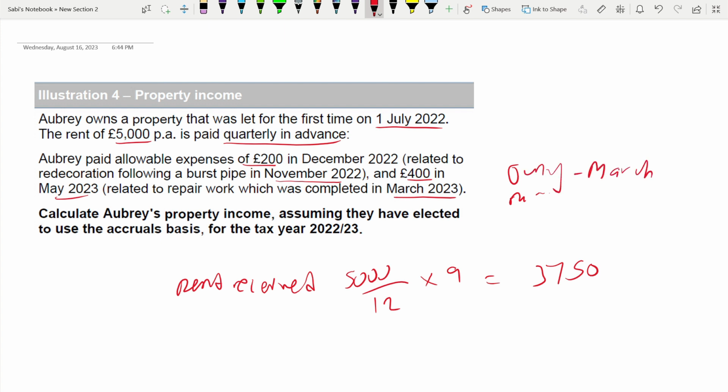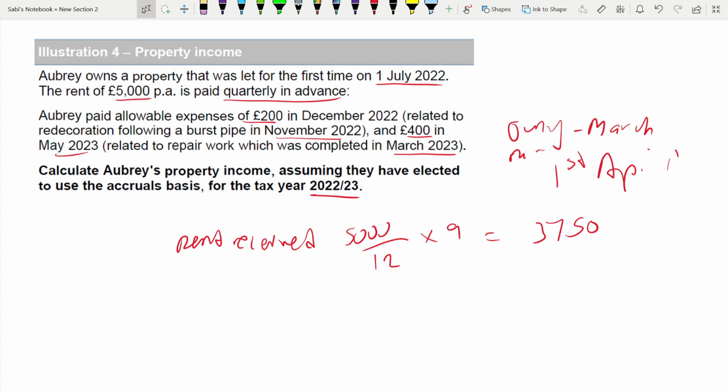The payment which will be on 1st of April, the April month's payment, does not come in this tax year. April, May, June will be in the next tax year, the following tax year, 2023-24. So only up to March you can take the payment. You can't take the month of April. 3750. Next, allowable expenses.